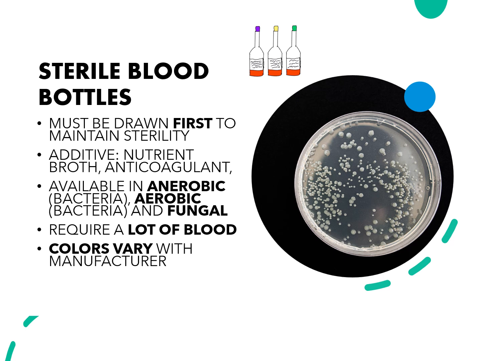So if you're pulling blood for a blood culture, we really want to make sure that we have a sterile sample if we're testing for some kind of bacteria in the blood. So if you're doing blood cultures, they should ultimately be the first thing that you pull from the patient. Blood culture bottles have an additive of a nutrient broth and an anticoagulant that keeps the blood from clotting. There are 3 different types of blood culture bottles. They come in anaerobic, aerobic, and fungal, and they do require lots of blood to fill them.